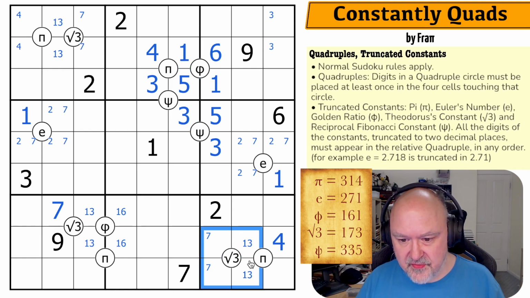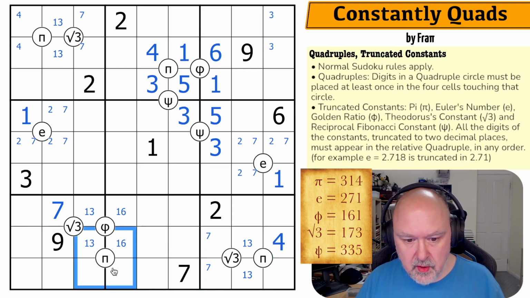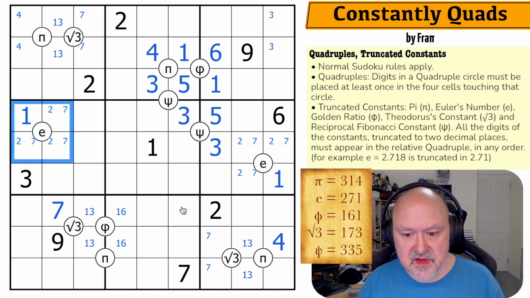This has got its 137. This has got its 134. I need to put a 4 in one of those two. Apart from that, this is done and this is done. The E will get its 27. So the only thing I haven't done is the 4 down here.